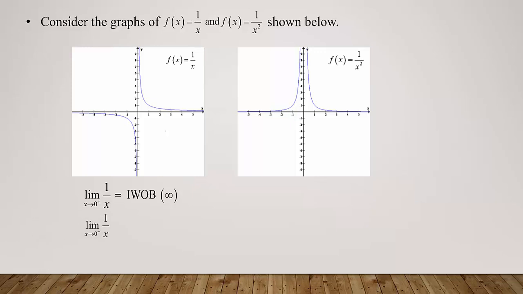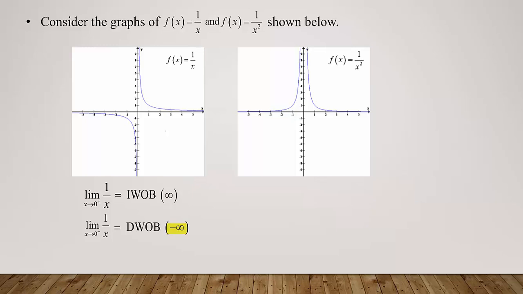Well, what if we're asked to determine the limit as x approaches 0 from the left side of 0 of 1 over x? As I try to get closer to 0 from the left side of 0, it looks like the functional values are decreasing. And there's no bound. They're decreasing without a bound. That limit is a DWOB. But going forward, we are going to use the symbol negative infinity.